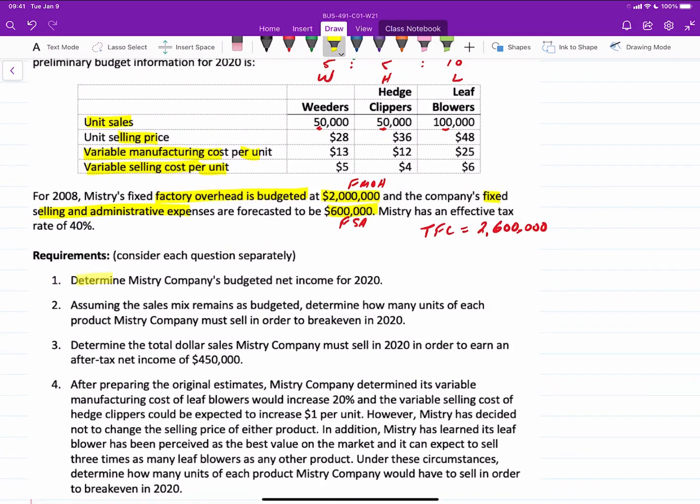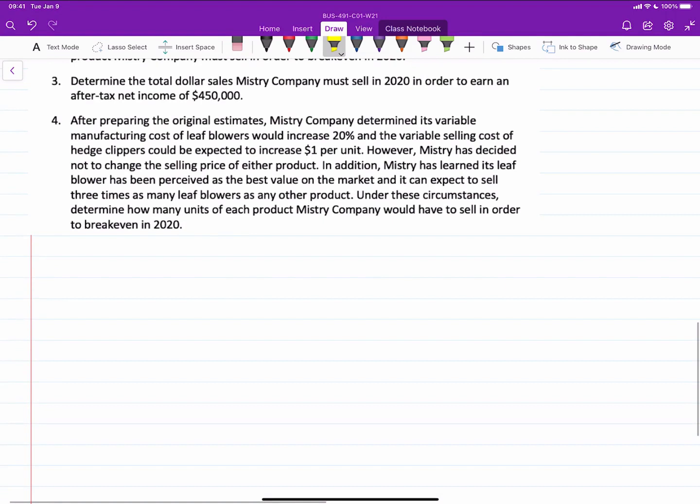So our first requirement is to determine the budgeted net income for the year 2020. Just because we're asked to calculate the budgeted income doesn't mean we have to prepare the whole income statement. So we can actually save a little bit of work and some steps. If we look at requirement 1, the first thing we want to do is calculate the contribution margin. We can jump to net income by determining contribution margin less fixed costs.